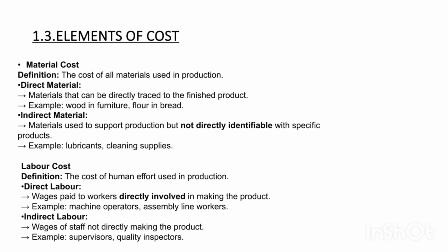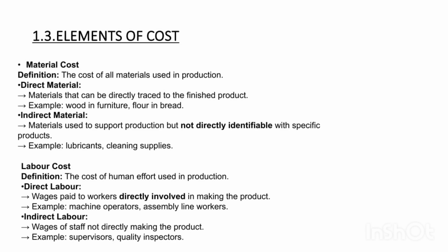The second element is labor cost. Labor cost is the money paid for human effort in production. Wages paid to workers directly involved in the making of the product is called direct labor. Example, machine operators, welders, assembly line workers.